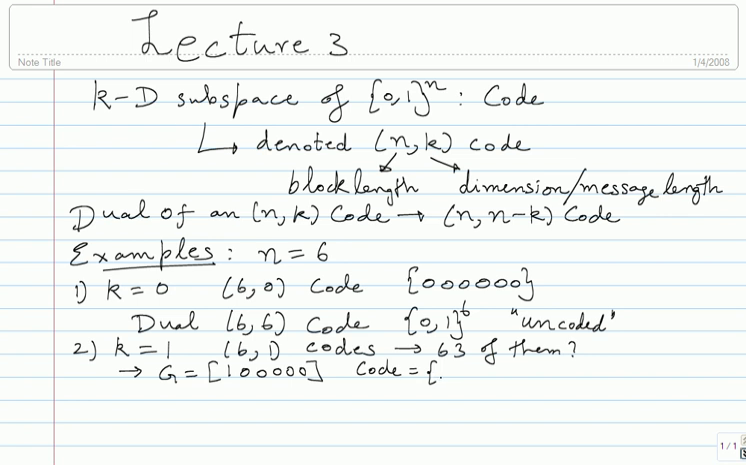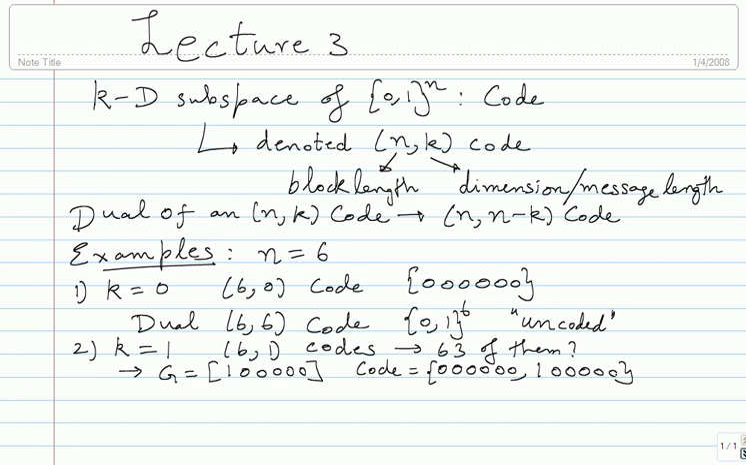How many code words will the code have? A 6,1 code will have 2^1, which is just two code words. One of them is all zero. The other one should be this. You just take linear combinations of these two. There are only two linear combinations: one is zero, and the other is this vector itself. In fact, you don't have to even worry about this G. You can directly come up with all the 6,1 codes. What will they be? The all zero vector and some non-zero vector. For every non-zero vector you will have that. Is this a subspace, just these two?